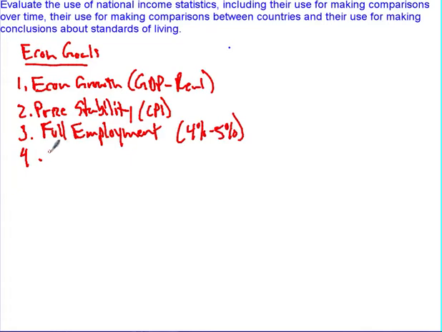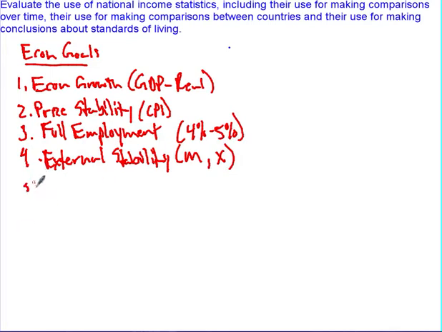Another one is external stability, and that is you don't want a huge trade imbalance, either a huge trade surplus or a huge trade deficit. So this deals with exports and imports. Imports are denoted with an M, exports with an X.